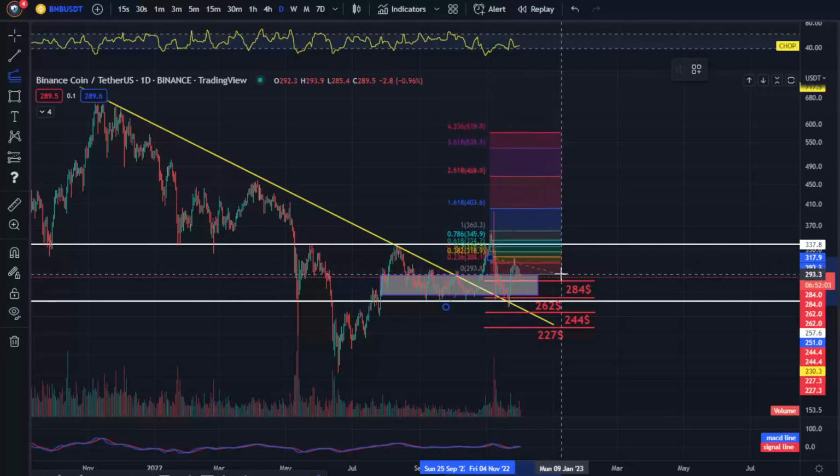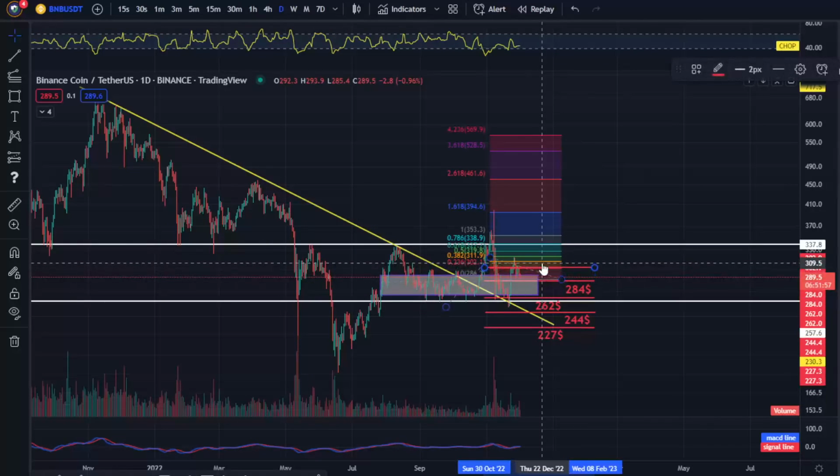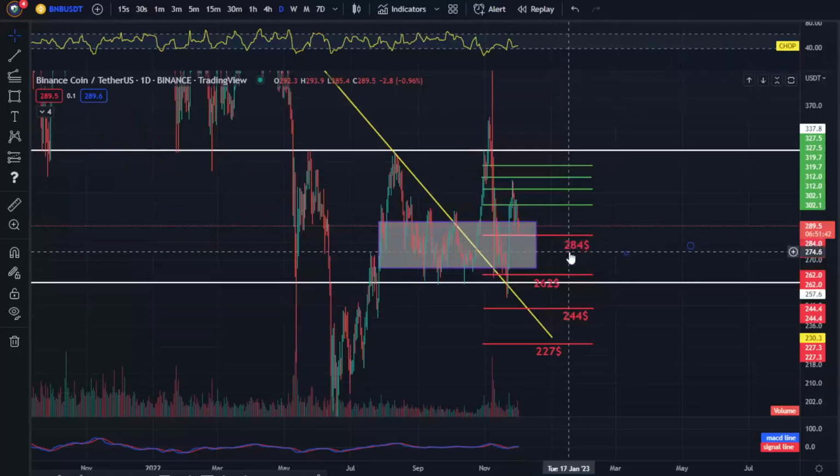Now let's move on to determining the resistance points that the price must overcome on its way up. And here we see that the first resistance is at $302, the next resistance is at $312, then $320 and $328.